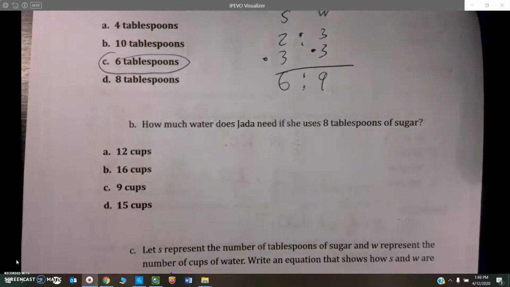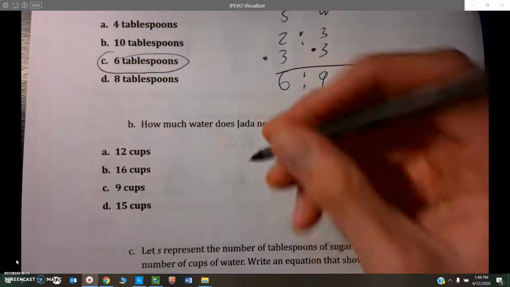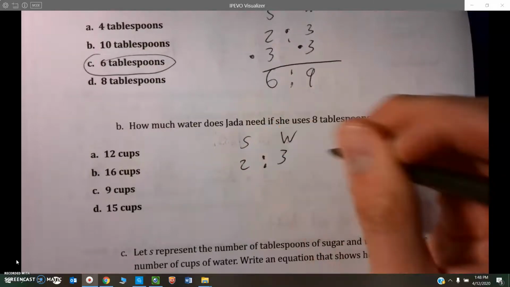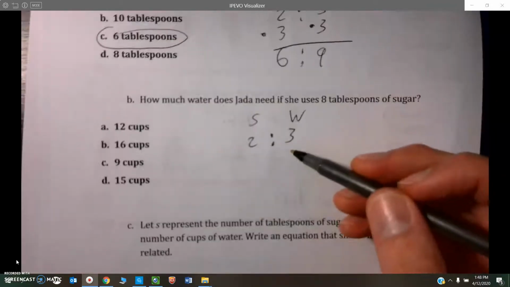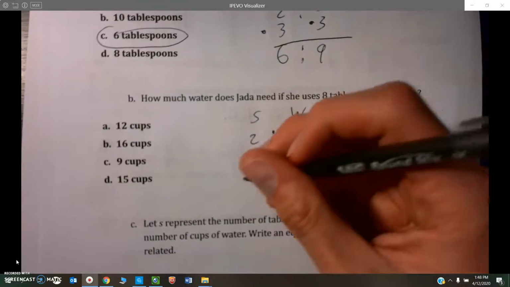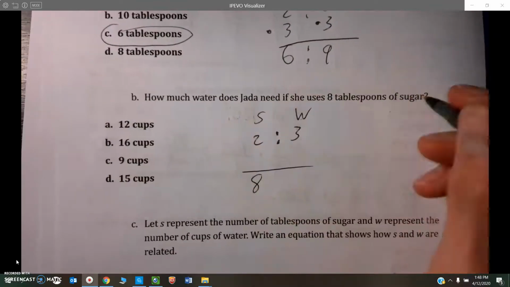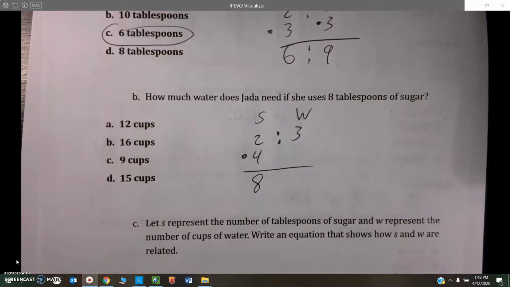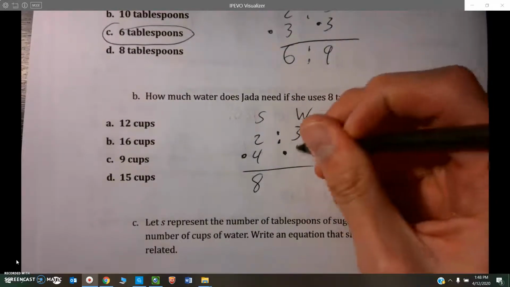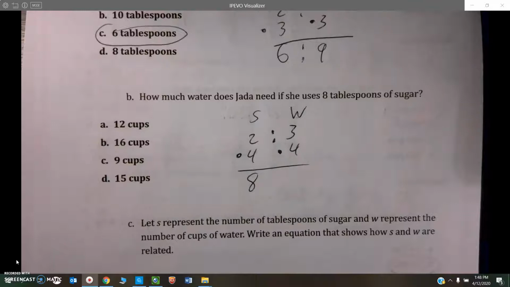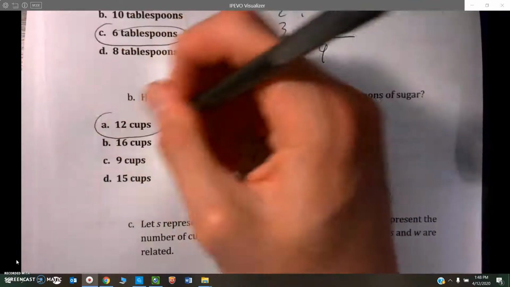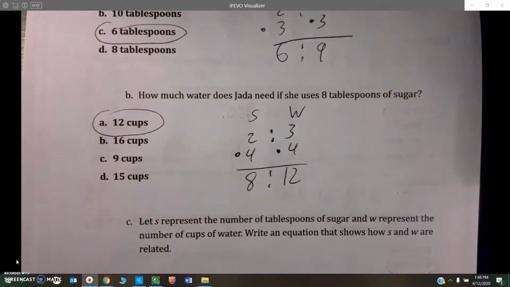How much water does Jada need if she uses 8 tablespoons of sugar? So we can use that same exact ratio as before. So 2 tablespoons per 3 cups of water. So now I'm quadrupling my sugar. I'm multiplying my sugar by 4. And if I want it to taste the exact same, then I would have to also quadruple or multiply my water by 4. That would be 12. So 12 cups of water for 8 tablespoons of sugar.